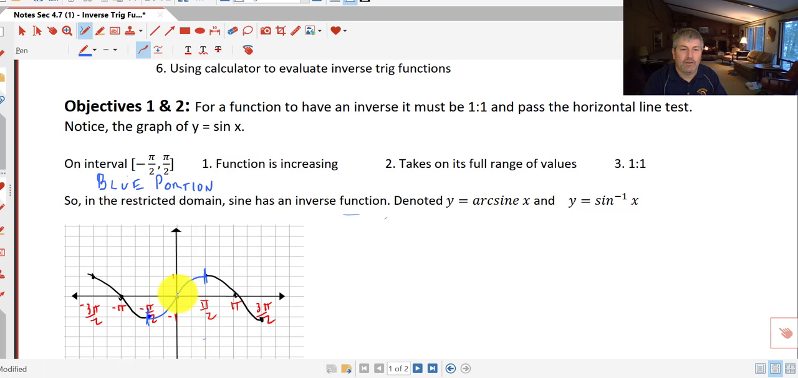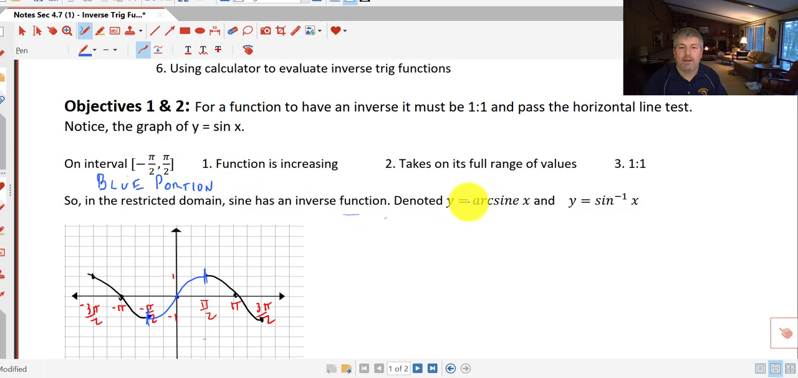So when we look at the blue portion of our sine curve here, we see that the sine curve is increasing over this entire domain from negative pi over 2 to pi over 2. And the sine curve also takes on its full range of values. It takes every value between negative 1 and positive 1. And again, it passes the horizontal line test, so this is 1-to-1. So in the restricted domain, sine is going to have an inverse function.